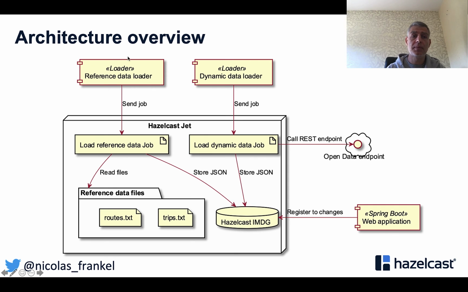Before running the demo, I need to get hold of the file, and then I have one job for each file, so that I will be loading the reference from those files here, and I will be sending them to IMDG so that the enrichment, as I mentioned, will be done in memory. Then, when I'm ready, I will run the second job, which will query the OpenData endpoint. It will enrich using what already sits in IMDG, and I will store the enriched data in a new map.